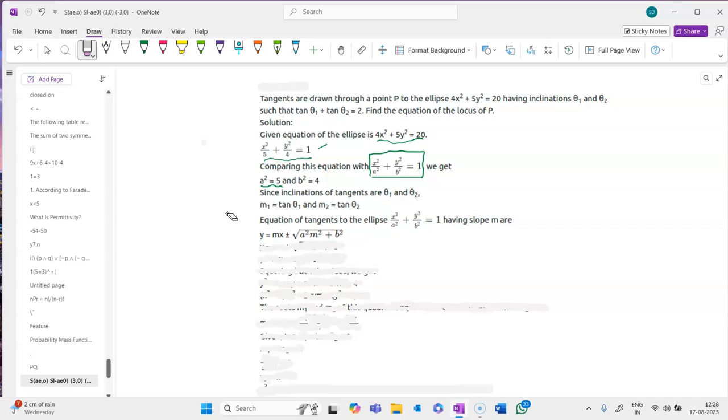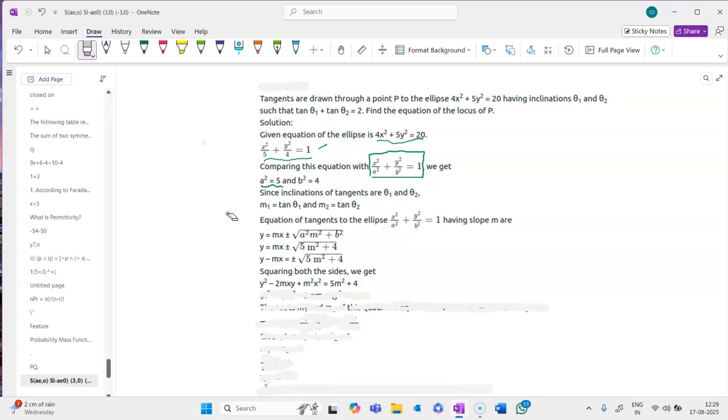Now we will substitute the values. We have m1, m2, two slopes. We already have the a square and b square values, so substituting them, we get 5m square plus 4. Shifting mx to the left-hand side, y minus mx is plus or minus under root 5m square plus 4. Since this is a square root, we square both sides. Squaring, we get y square minus 2mxy plus m square x square equals 5m square plus 4.